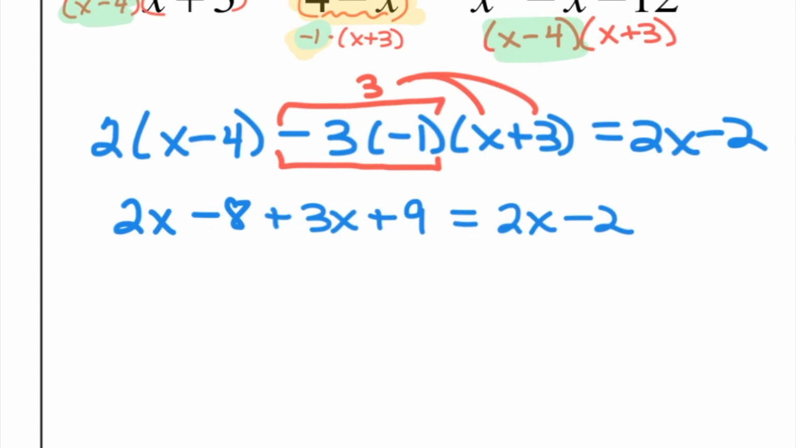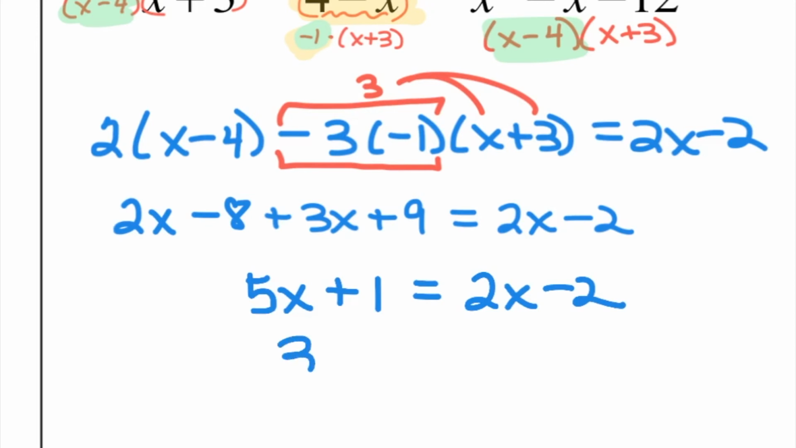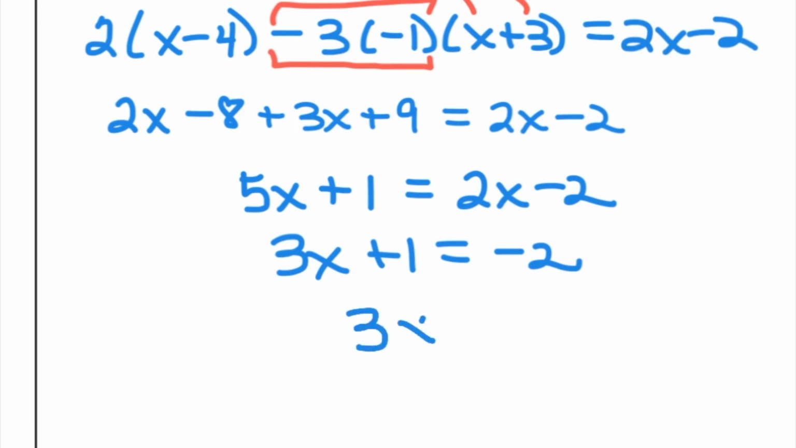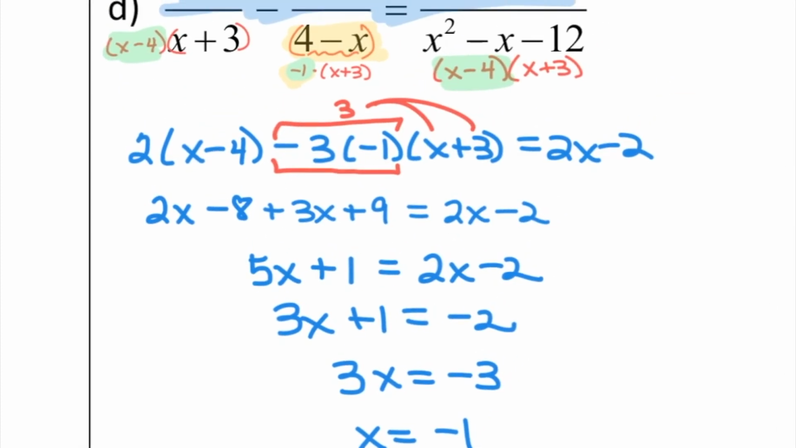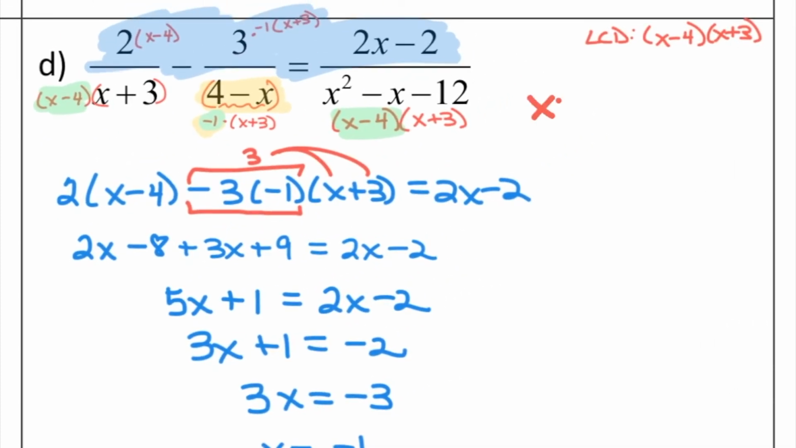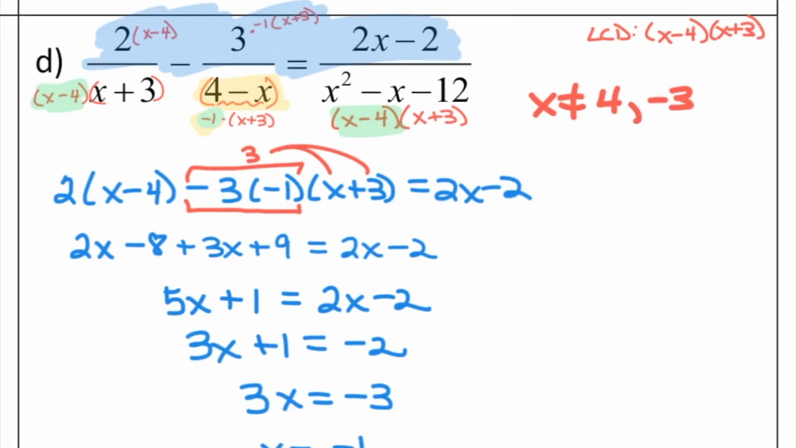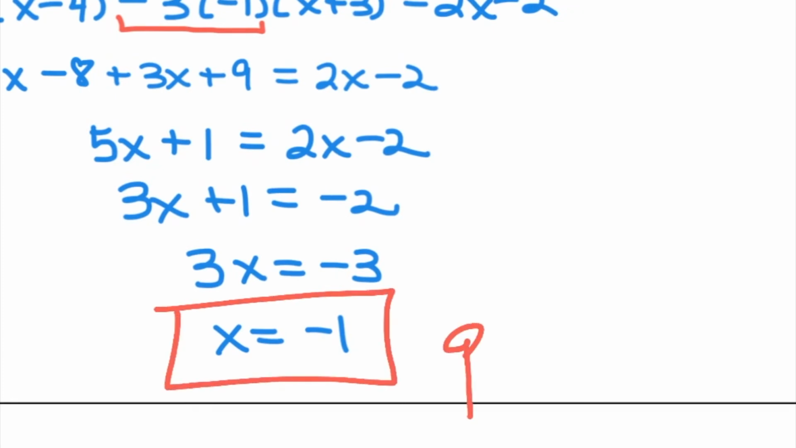Make sure you understand what I did with the minus 3 and the minus 1. The -1 just makes the subtraction into an addition. Now I'm going to combine like terms, so I've got 5x plus 1 equals 2x minus 2. Subtract 2x from both sides. Subtract 1 from both sides. X equals -1. And the only numbers x can't equal are positive 4 and -3. And so therefore x equals -1 is good.